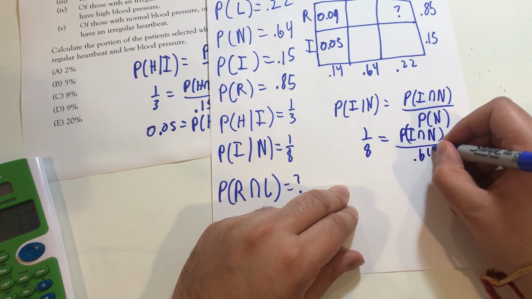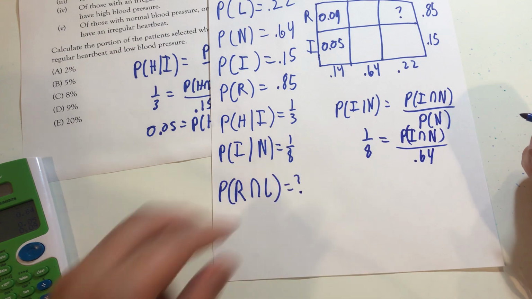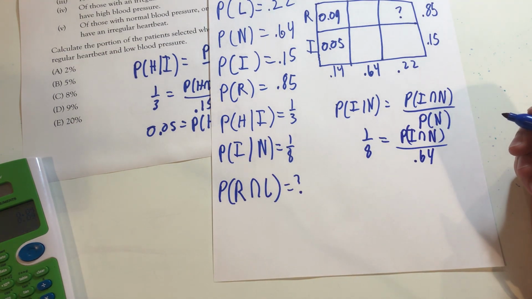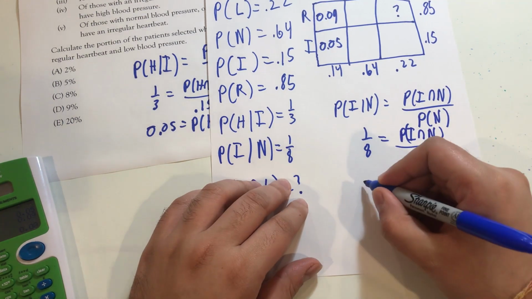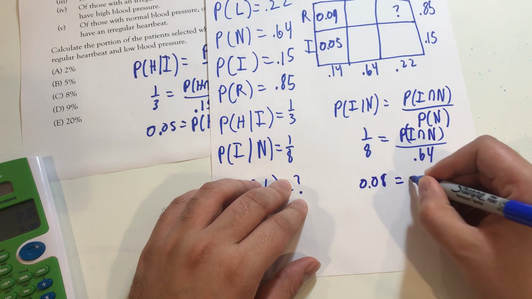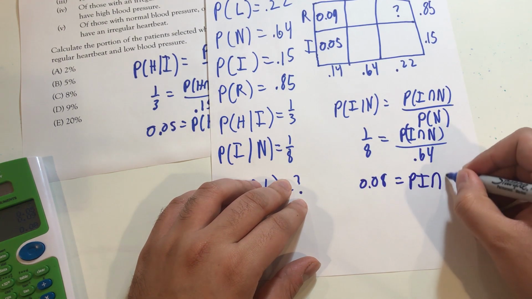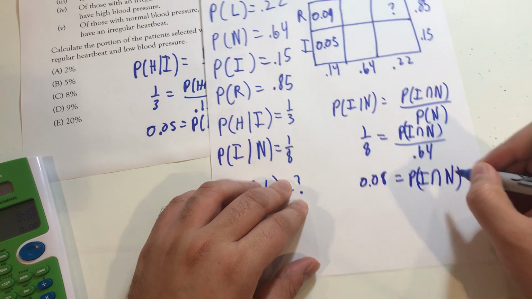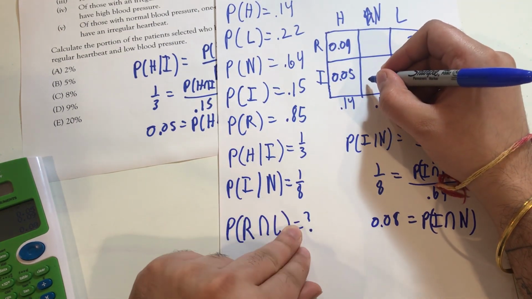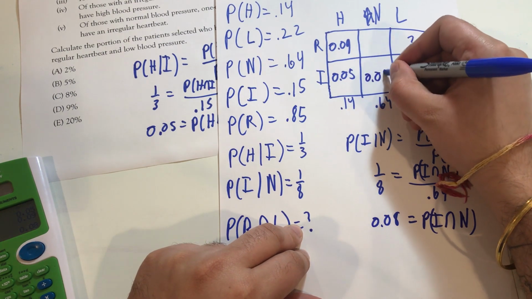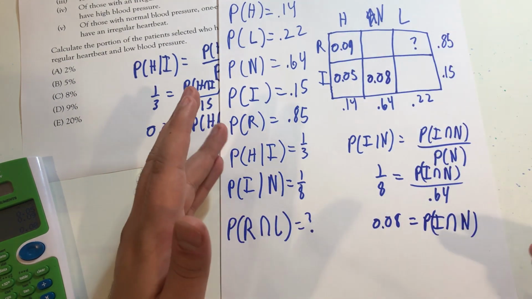over 0.64. I multiply to both sides, and I get 1/8 times 0.64. And that's equal to 0.08. And that's the probability of I and N, the intersection. And I fill that in. I and N is 0.08. And now I can actually fill in the rest.